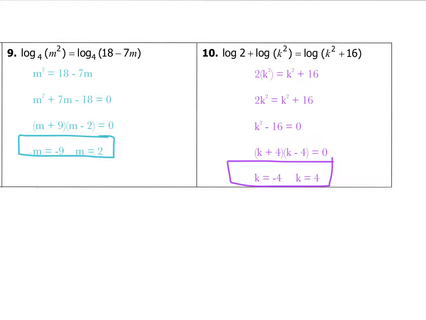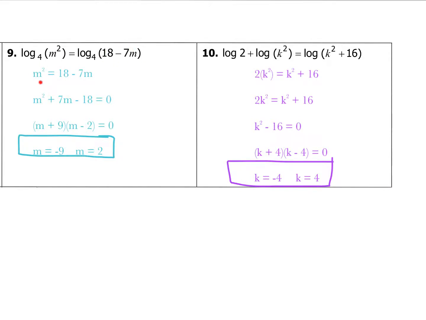So number 9, first of all, I see that I have the same base. So can I condense anything? I have log base 4 of m squared and log base 4 of 18 minus 7m. So they're already condensed. So then how can I use the one-to-one property to write and solve an equation? So I was able to say that m squared is equal to 18 minus 7m.